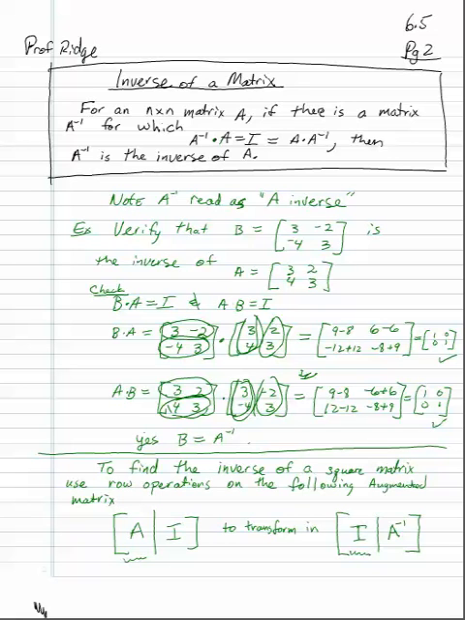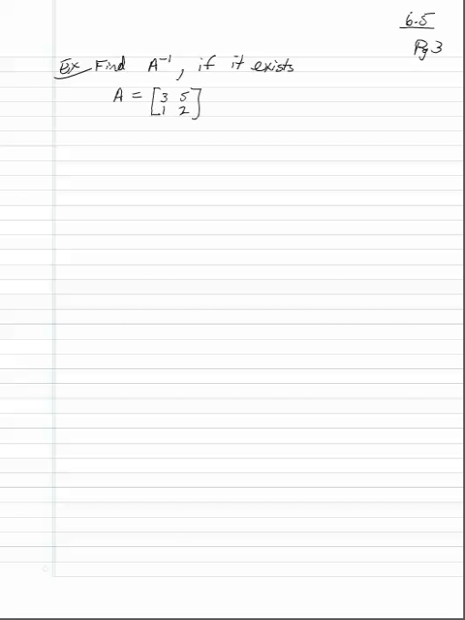All right, so let's try one of these examples. Let's try to find A inverse if it exists. Note, if you get a row of zeros on the left side and numbers on the right side, you get a contradiction, so the inverse would not exist. I'll show you an example later.